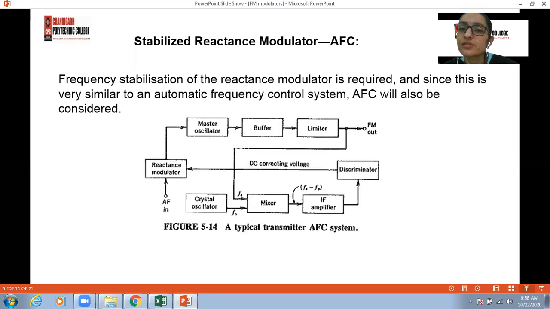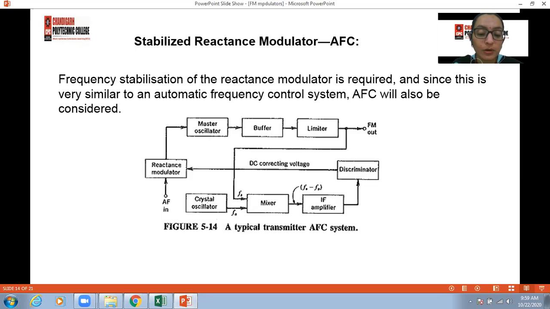Now, starting with the stabilized reactance modulator, that is our AFC. Frequency stabilization of a reactance modulator is required, and this is very similar to an automatic frequency control system. In commercial transmitters, for the operation of the reactance modulator, the oscillator used should not be crystal controlled due to its instability. Frequency stabilization of the modulator is a prime requirement, and the system is identical to an automatic frequency control system.